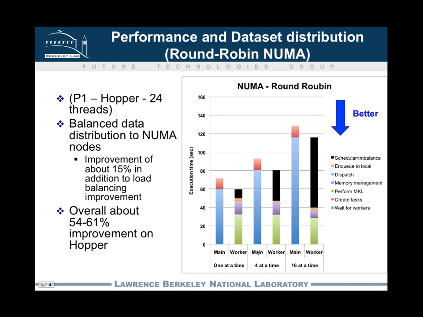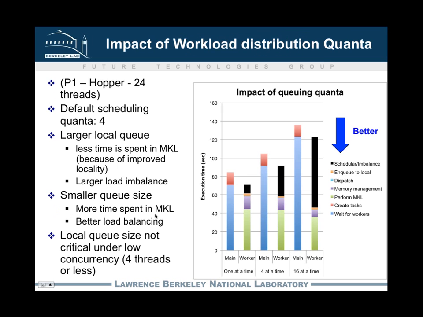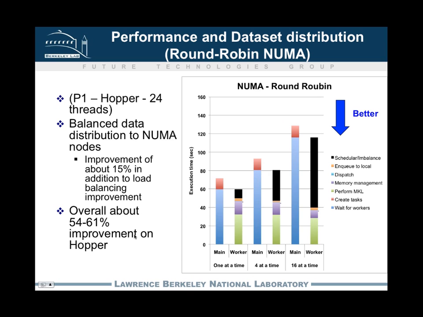So here, in addition to having a smaller quanta for scheduling, we added the distribution of the data across different NUMA domains, and actually we were able to improve the performance further by 15%. The first optimization probably had like 30% performance improvement. Overall, by doing these two simple techniques, we were able to have a performance improvement on Hopper of 54 to 61%.